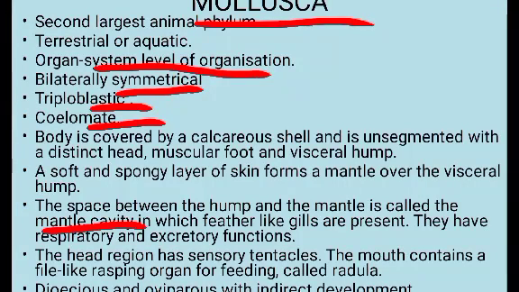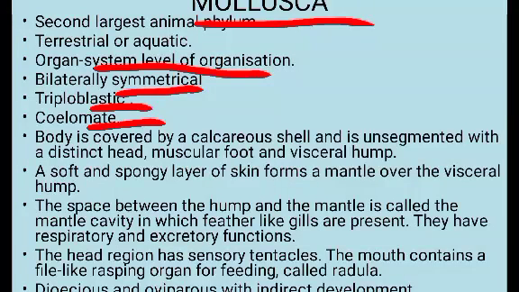So what is the mantle cavity? The space present between the hump and the mantle is called the mantle cavity, and inside that mantle cavity a feather like gill is present. The gill is helpful in respiration. Not only respiration, it can also help in excretion. So mainly it helps in respiration, but it can also help in excretion. So the gills present in the mantle cavity help in respiratory and excretory function.